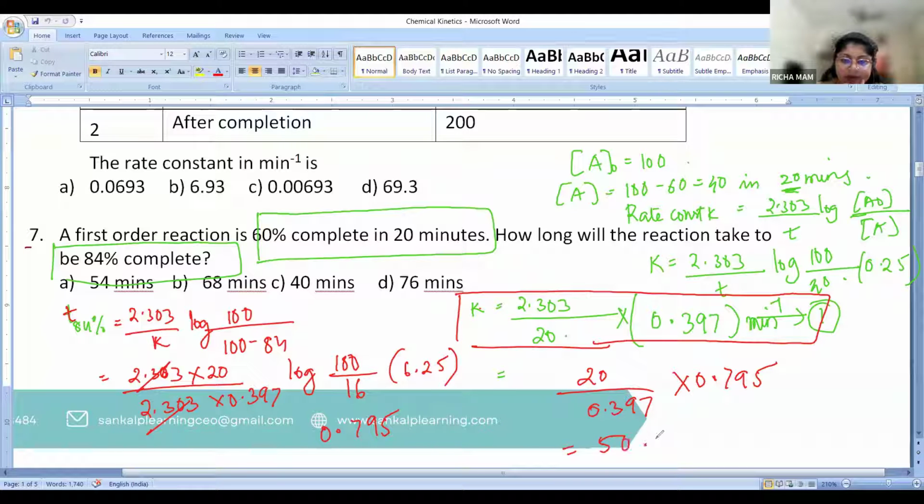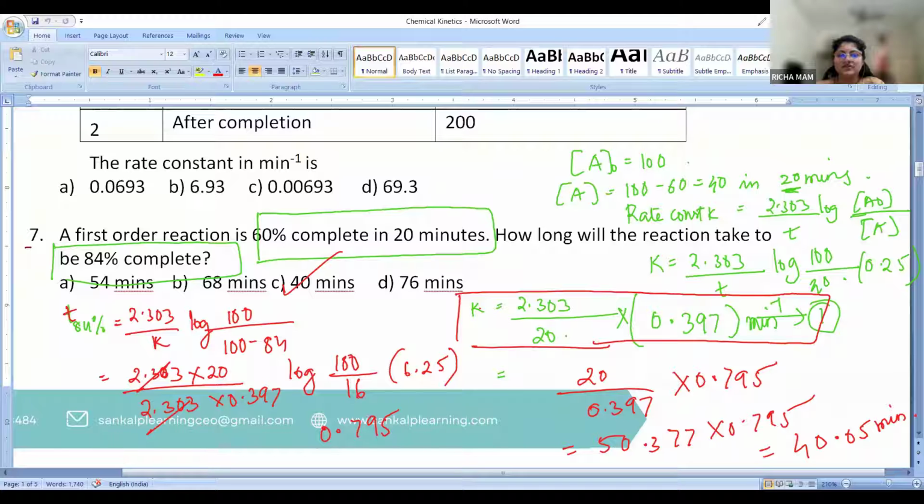50.377 into 0.795. How much are you getting? I got 40.05 minutes. How much have you got? Option number C. So such questions are very important.